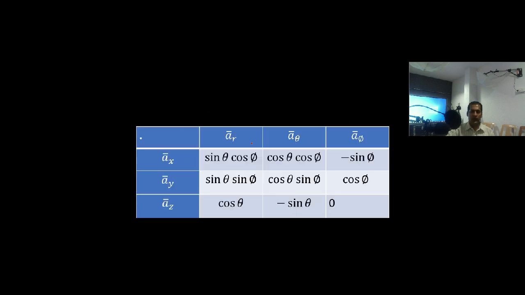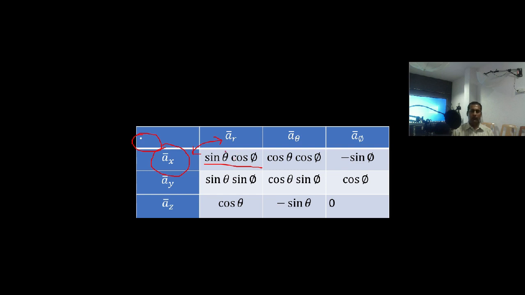Now let us move to the next one. Before that, we have to remember some relations for the transformation of a vector from Cartesian to spherical and vice versa. Here we are taking a table for the dot product of A R and A X. These are two different coordinate systems. If we take the dot product between A R and A X, the answer will be sin theta cos phi.